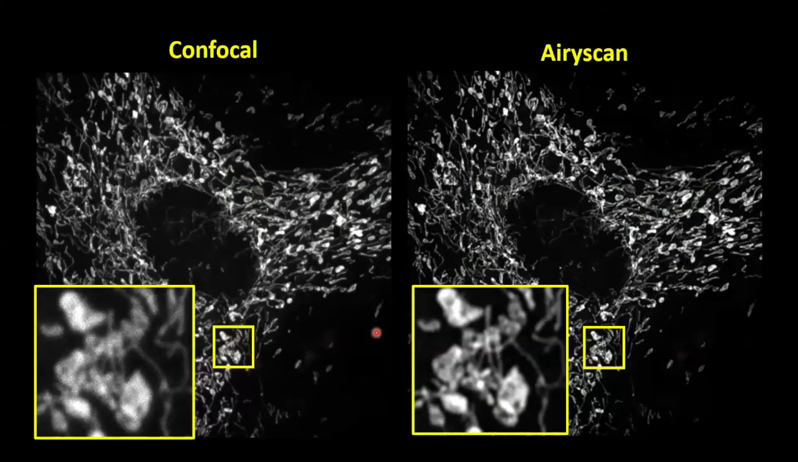And here is a real example imaging the mitochondria. In the yellow zoomed-in region, you can see the confocal has more noise and a lower signal-to-noise ratio. However, the Airyscan gives you a much higher signal-to-noise ratio, and you can also see some fine detail which is missing in the confocal image.